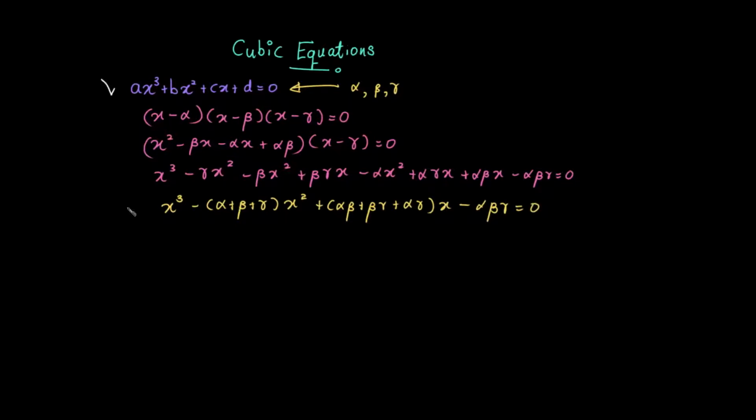Now let's compare those two equations. Well, if you directly compare the coefficients of the two equations, you can see that minus sigma alpha is equal to b by a. First of all, let's divide by a to fully understand this. So if you divide by a, you get x cubed plus b by a x squared plus c by a x plus d by a equals 0.